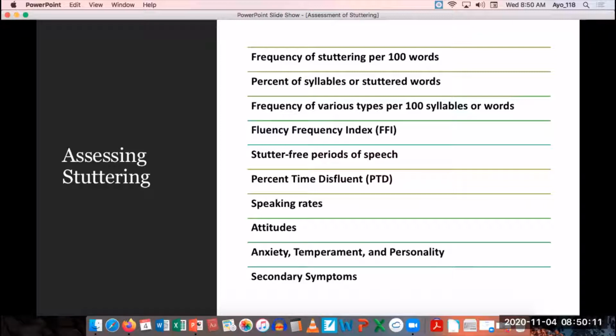Another measure that you can do is the stutter-free periods of speech. Looking at the average duration of the 3 longest non-stuttered intervals. Remember, intervals being 3 to 5 seconds. So looking at the 3 longest non-stuttered intervals measured in seconds and or minutes. And then you take the average length of the 3 longest non-stuttered intervals. And that gives you their longest stutter-free period.